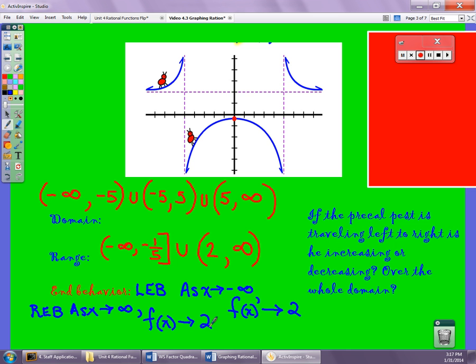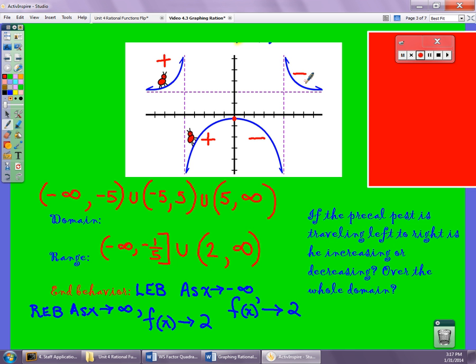One last look at this graph. If the pre-cal pest is traveling left to right, as we do with graphs, is he increasing or decreasing? And is it over the whole domain? Well, in the very left branch, notice that from left to right, he is increasing. How about on the bottom portion of the graph? Again, from left to right, he is climbing uphill. What happens once he reaches the maximum, though? He gets to start going down. So there's a decreasing portion to our graph. And then again, past our vertical asymptote, if you were crawling down this branch from left to right, he would be decreasing.